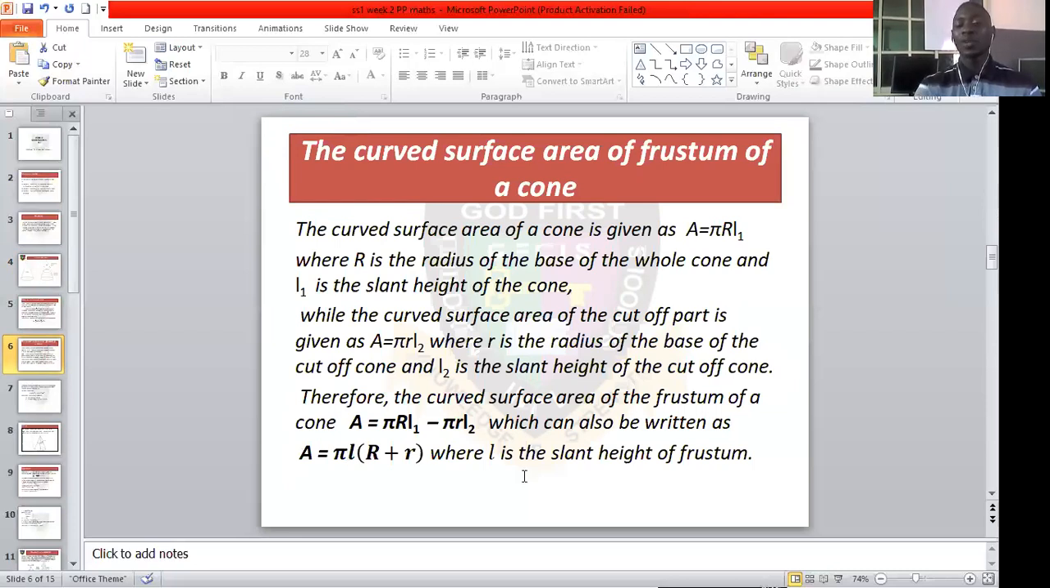If you are given the length of the frustum, that is pi L open bracket R plus r. From the derivation, if you go further in breaking it down, you have A equals pi L open bracket capital letter R plus small letter r, where L here is the slant height of the frustum.